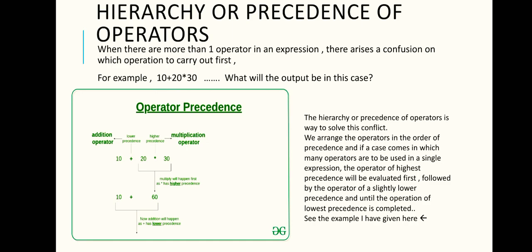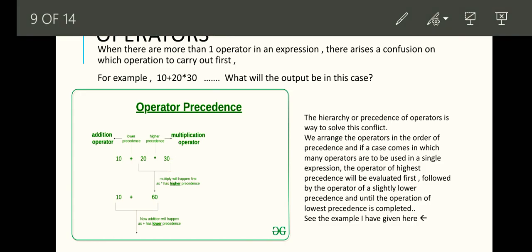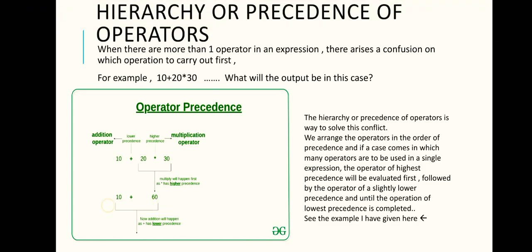So to avoid such complications, we have a concept called the hierarchy or precedence of operators. This gives the hierarchy of operators, which tells which operator has higher precedence than another operator. In this case, the multiplication operator has higher precedence than the addition operator. So we are multiplying 20 and 30 and getting 600 first and then adding it to 10.